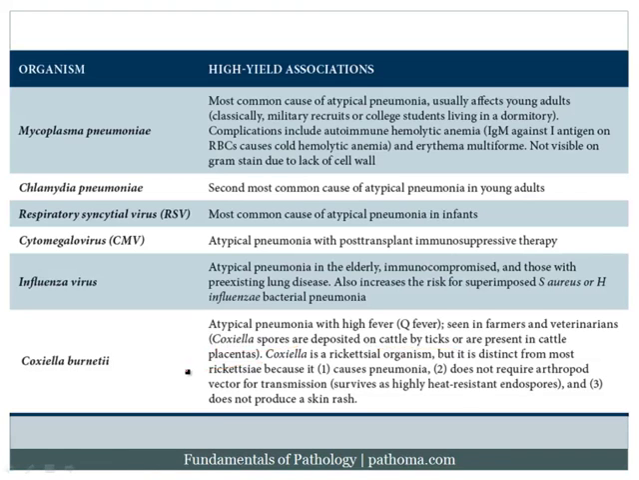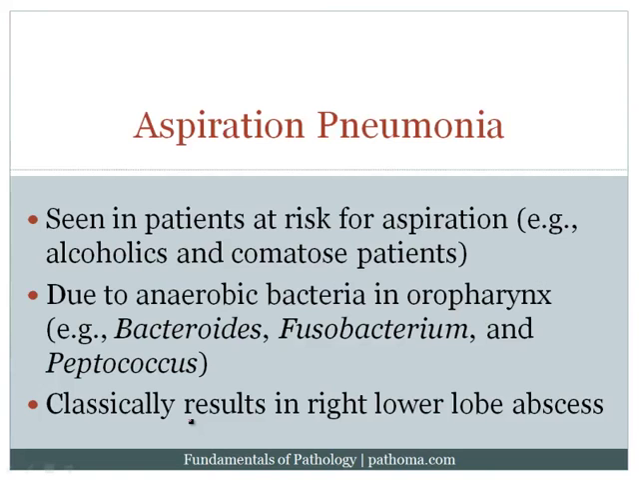Now, remember from microbiology that Coxiella is actually a rickettsial organism, but it's different from most other Rickettsia because, number one, it causes pneumonia. That's unique. Number two, it does not require an arthropod vector. It survives as a heat-resistant spore. And number three, it doesn't produce a skin rash, whereas most rickettsial organisms would.